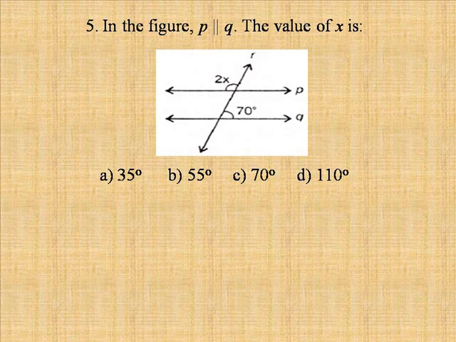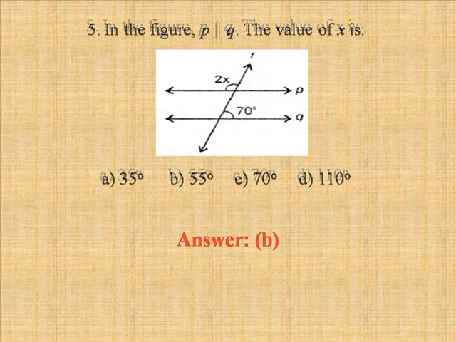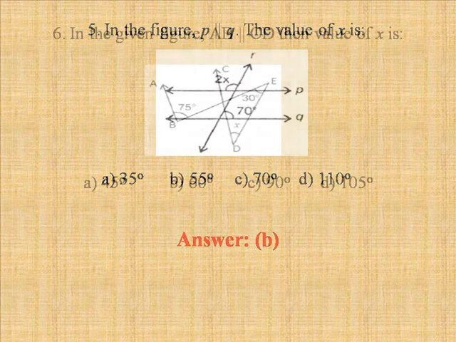Question number 5. In the figure, P is parallel to Q, and you need to find the value of x. Here 2x and 70 degrees, 2 angles, are given. You need to find the value of x and you have the 4 options. The answer is B, that is 55 degrees. Why? You can see there is 2x, and its vertically opposite angle is the co-interior angle of 70 degrees. So the sum of 2x plus 70 is 180 degrees. So 2x equals 110. So x equals 55 degrees. So answer B, 55 degrees, is your answer.